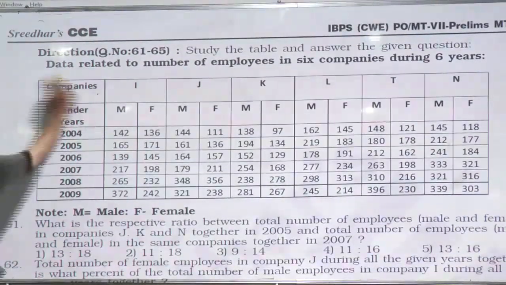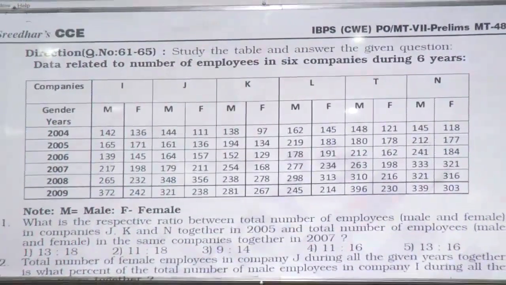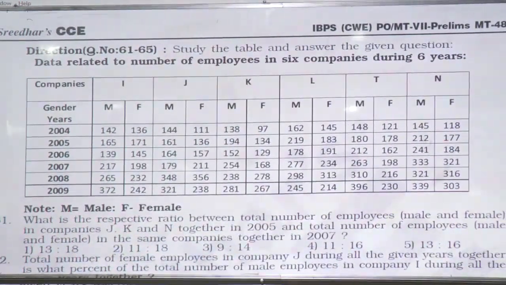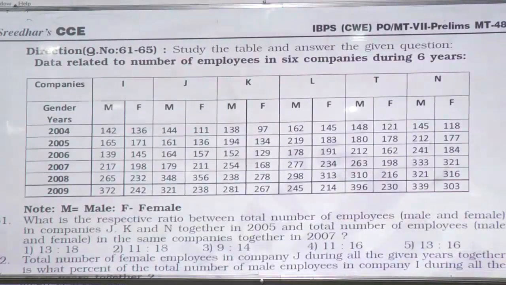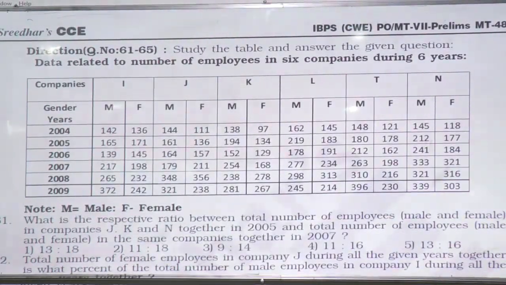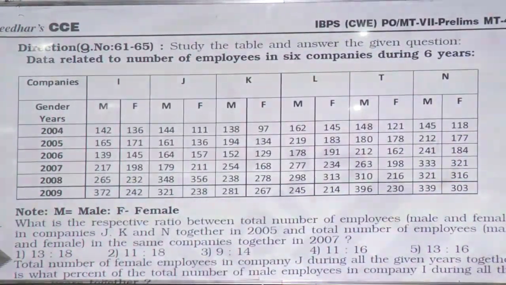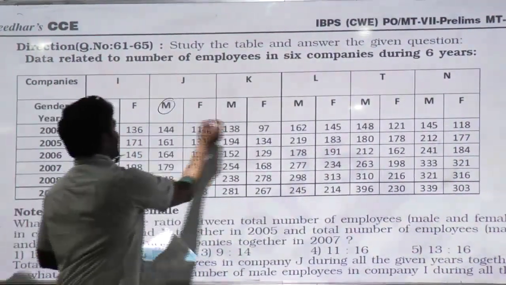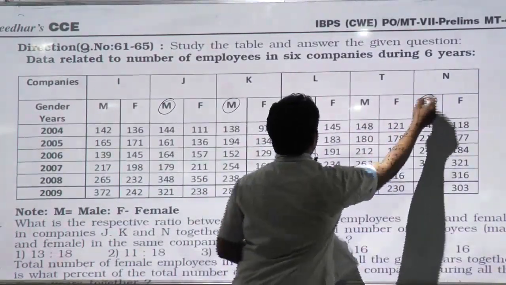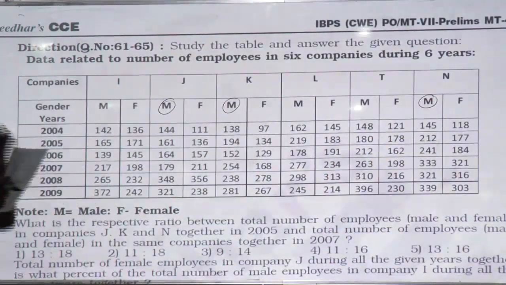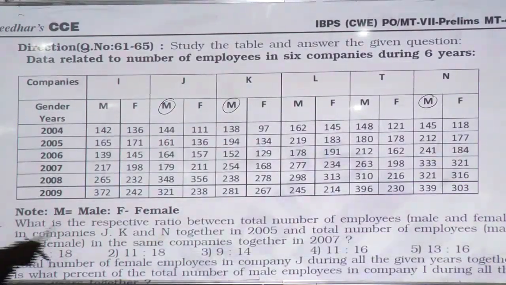Data related to number of employees in 6 companies during 6 years. Questions 61 to 65. Male and female, companies I, J, K, L, M, N. 6 years of data. What is the respective ratio between total number of employees, male and female, in companies J, K, N?